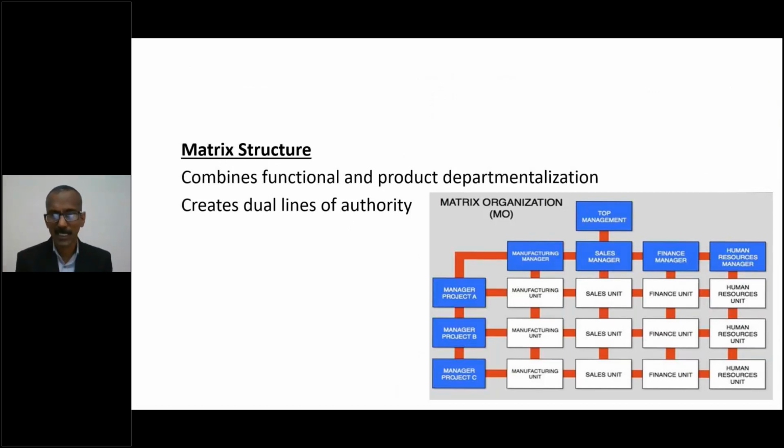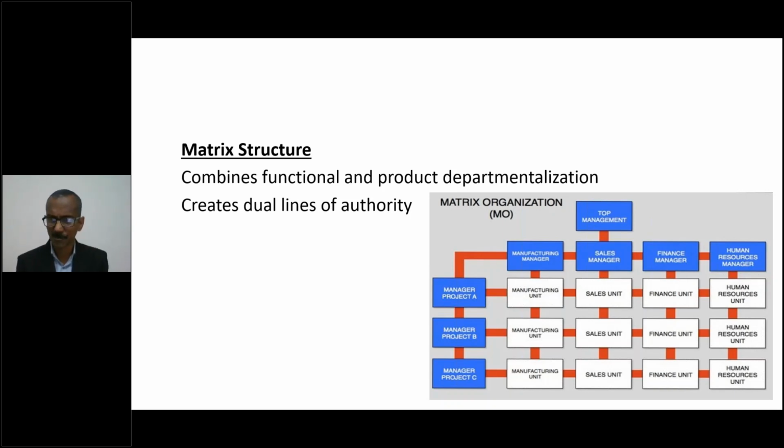And third common design, matrix structure. This matrix structure combines functional and product departmentalization. If you look at the top of the picture, you find functional departmentalization. Already we know what is functional department. You can find manufacturing, sales. This is nothing but functional departmentalization. Then at the left hand side, manager project A, manager project B, manager project C. It can be product also, product A, product B, product C.